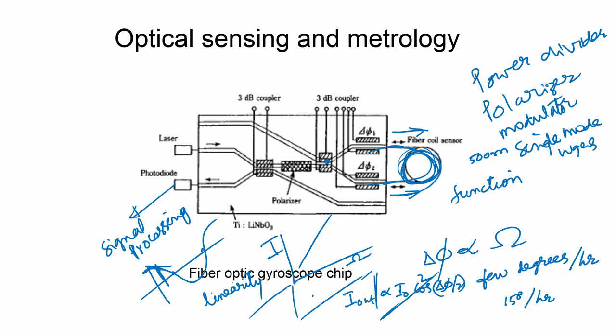Later on I will show you one or two examples where the chip itself is a sensor. In this particular case, we have the fiber coil as the sensor, whereas we can have a device where the light itself will be sensed based on the input parameter. That example we will take up later on.